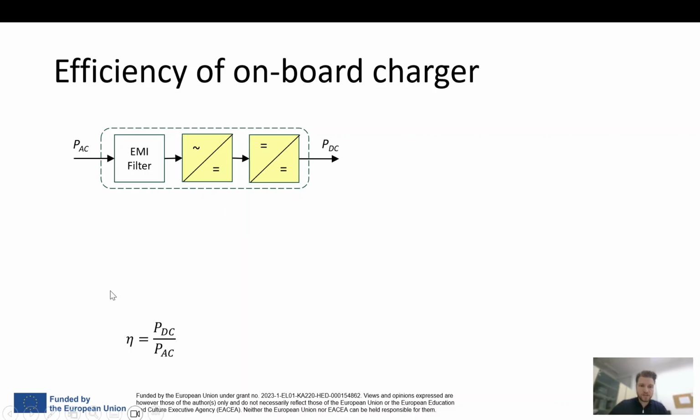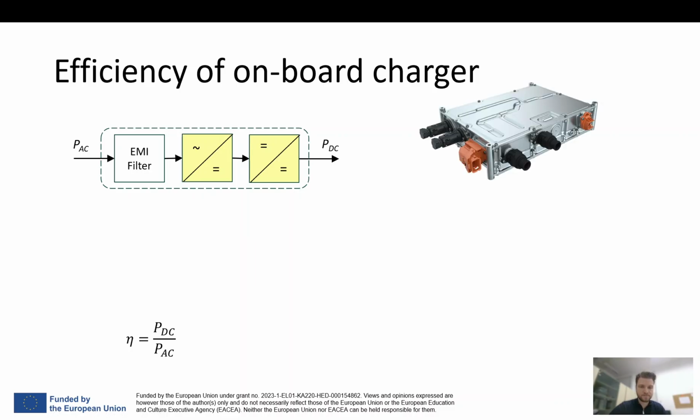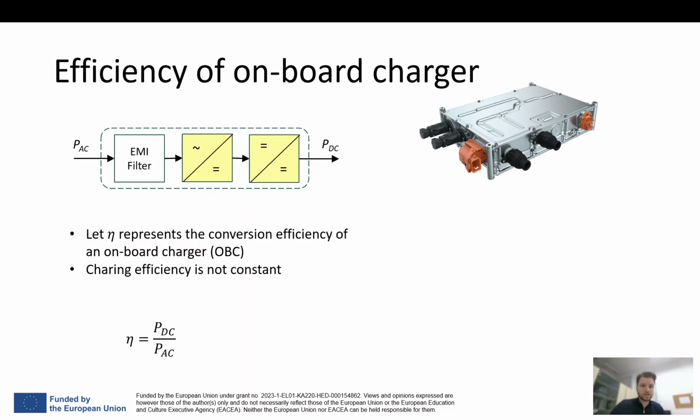Let's represent the efficiency of the onboard charger with this eta as the fraction between the DC power and the AC power. This efficiency is going to range mathematically between 0 and 1, but essentially is going to be larger than 60 or 70%, or 0.6, 0.7. As we discussed before, what we want to now show is that the charging efficiency is essentially not constant.